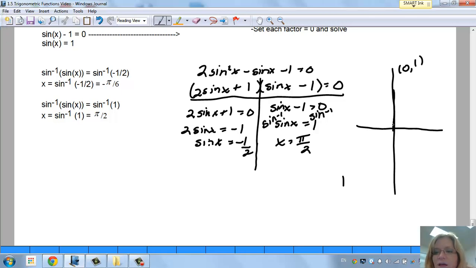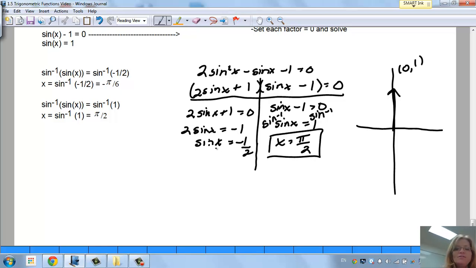Because on here, this is exactly what angle we're talking about. So you could look at this and say, oh, I know the answer is pi over 2 because we're not in degrees anymore. Or if you put inverse sine of 1 in your calculator, you're going to get 3.14 divided by 2, which is pi over 2. So there is your first angle.